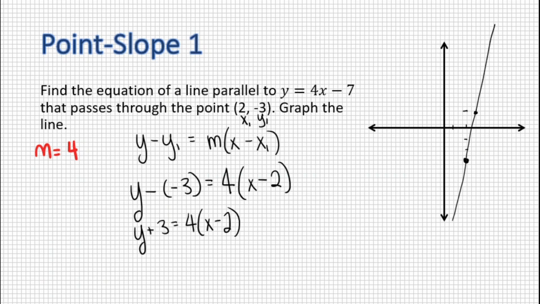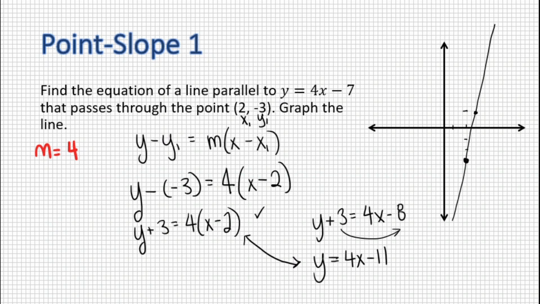And there's my line. If I'd asked you to change it to slope-intercept form, that's easy. You're just going to gather everything on the right side except for the y. So if I wanted to change my line, I'm trying to do it over here so it doesn't get as confusing. Y plus 3, do the distribution, 4x minus 8, and then I'm going to move the 3 over. Y equals 4x minus 11. So these two lines are the same thing, just in different forms.